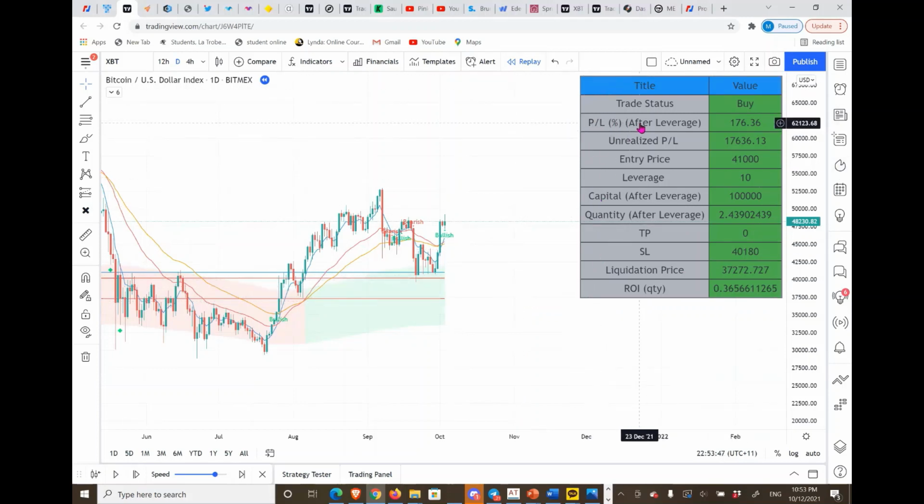So our profit and loss after leverage at the moment in terms of percentage is a 176% return from our initial $10,000 of capital invested in this trade, because it's after leverage here. Our unrealized profit is $17,636. And I want to draw your attention down here to the feature I've saved right to the end. It's the calculated rate of return on investment in terms of the equity that you're currently trading. So right now we're trading Bitcoin, so we have 0.36566 Bitcoin of unrealized profit in this trade as it stands right now.